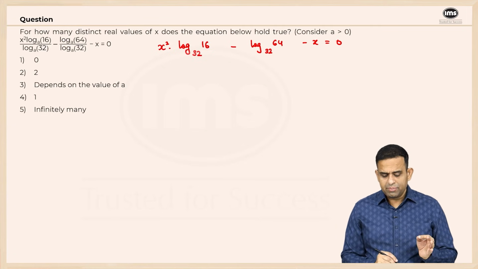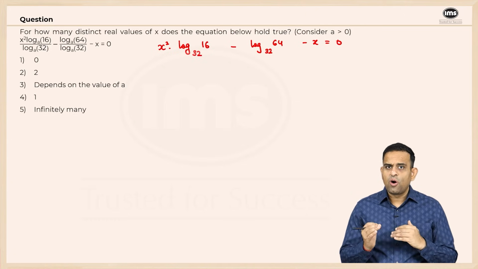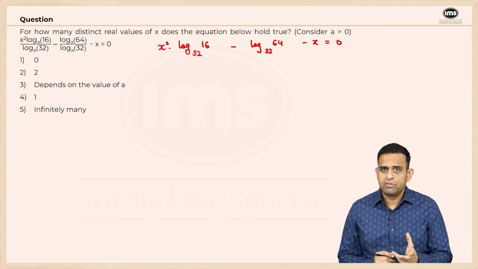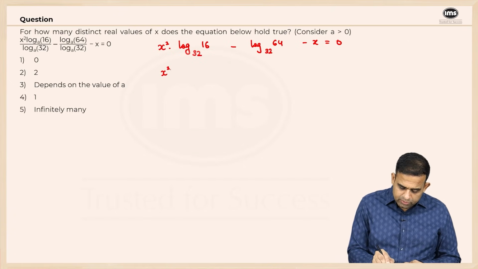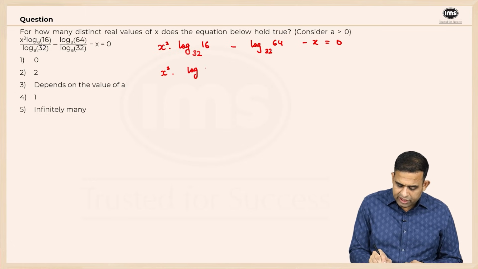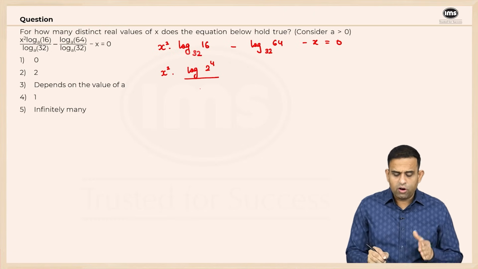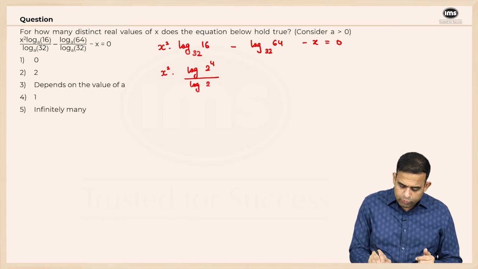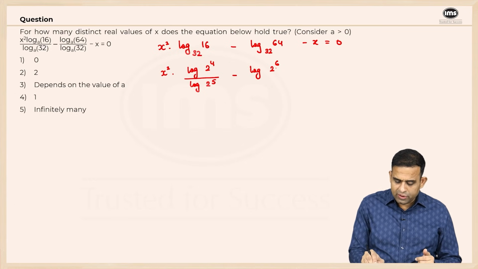And now understand, the numbers 16, 32, 64 are all powers of 2, and that can be easily written in a proper fractional format. So if I look at the term log 16, this basically is log of 2 power 4. The term log 16 by log 32, log 32 I can simply say would be log of 2 power 5. Then here 64 basically is 2 power 6, 32 again is 2 power 5, minus x.